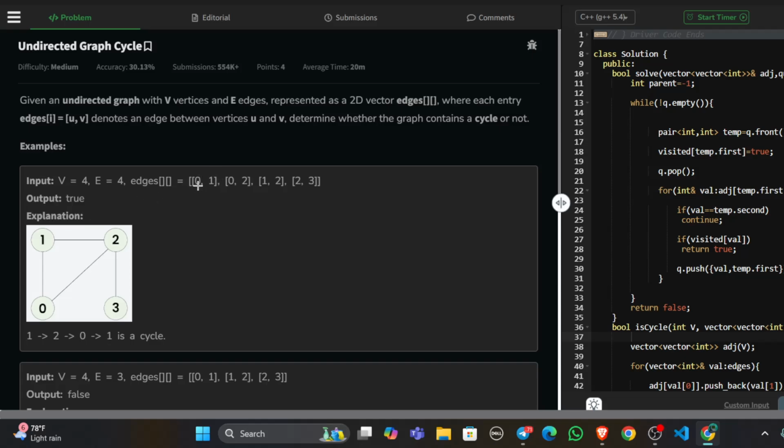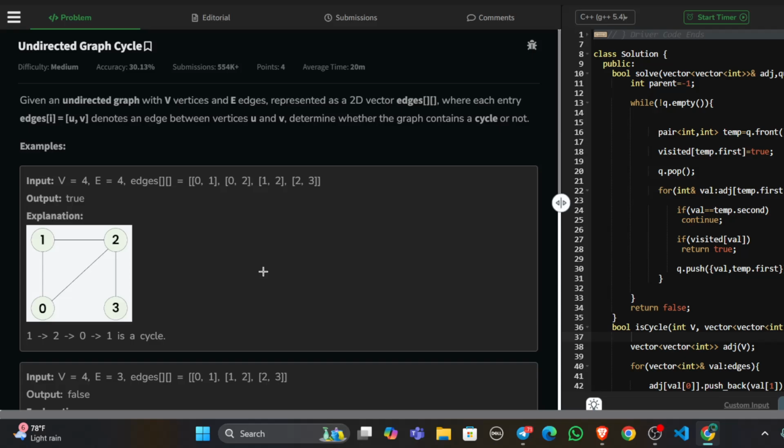You see that zero and one are connected, zero and three are connected, one and two are connected, three and two are connected. Before thinking about this question, we first draw the graph. The graph is represented by an adjacency matrix or adjacency list.